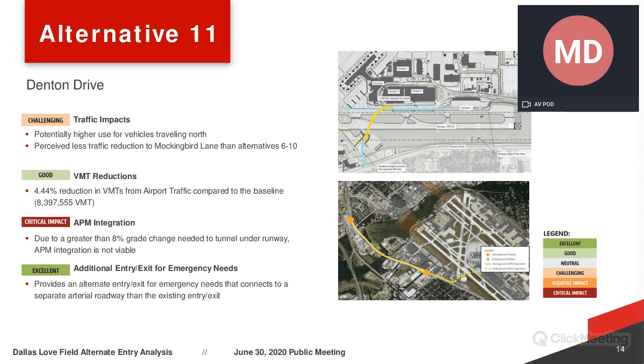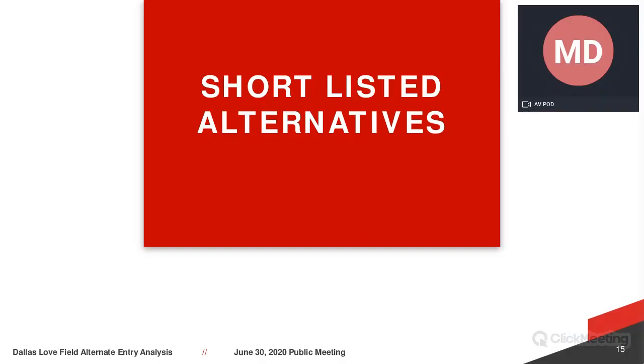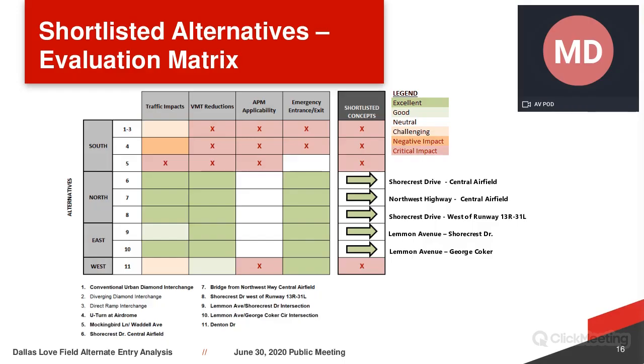It did have good benefits for emergency needs. It would be a good way, during a critical incident, of getting first responders into the airport if the Mockingbird Herb Kelleher intersection was blocked. But that's kind of where we were with the alternates. So we went to the Transportation Committee and shared where we were looking at those.